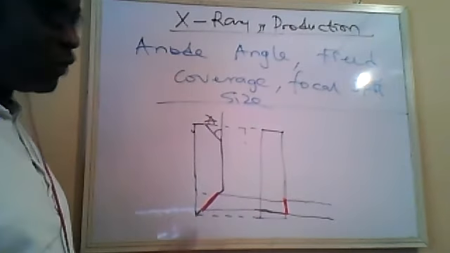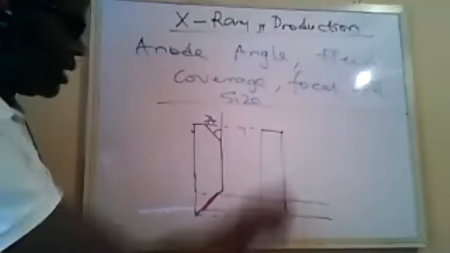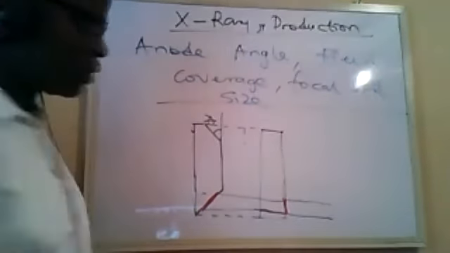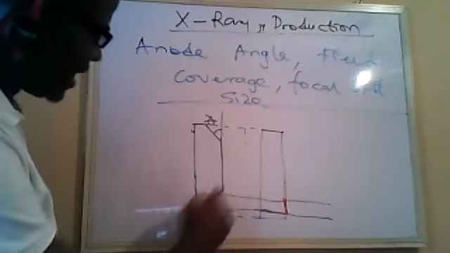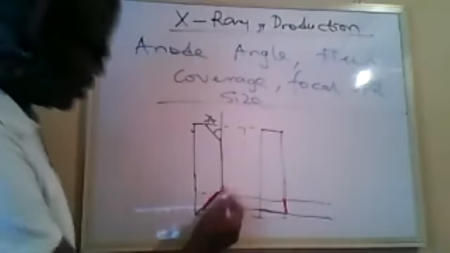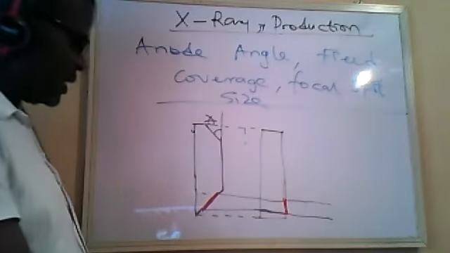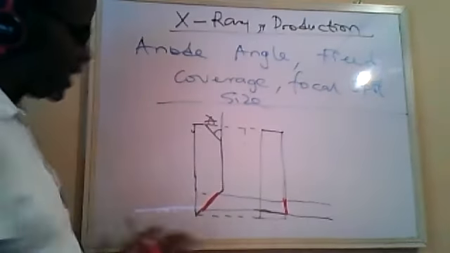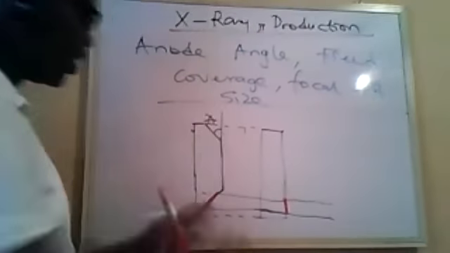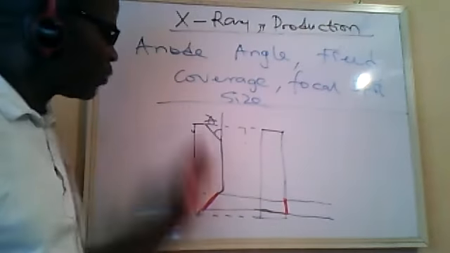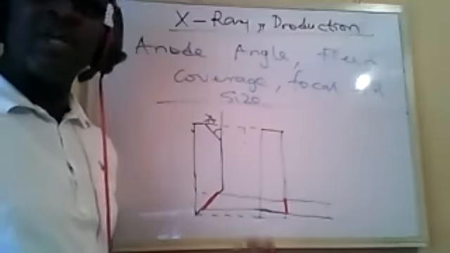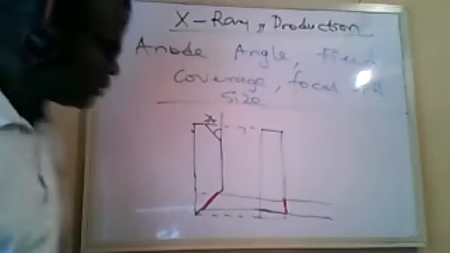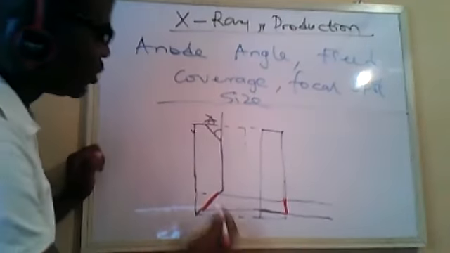So from mathematics, you see this can be likened to the hypotenuse of a triangle. This is just one side of the triangle. So this side is clearly longer than this side. Consequently, this one will have much more efficient heat dissipation than this. This is one of the reasons why the anode is angulated, to help in the dissipation of heat. This wouldn't be so appropriate.